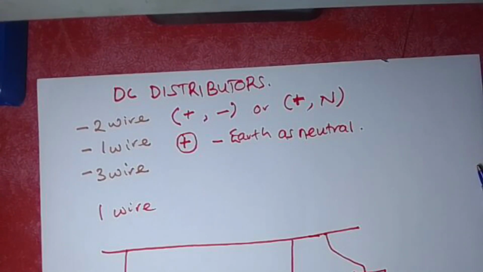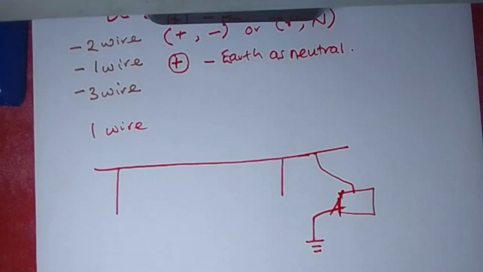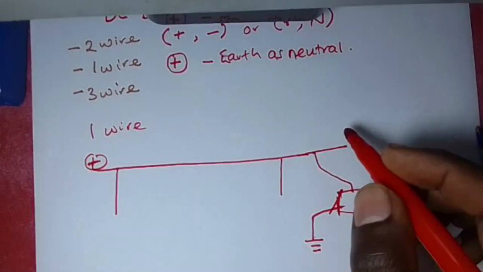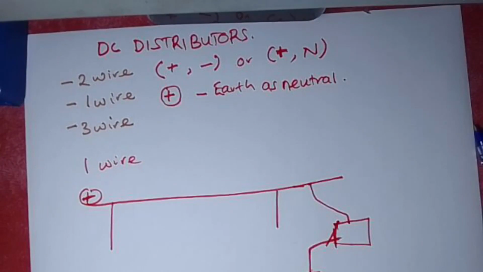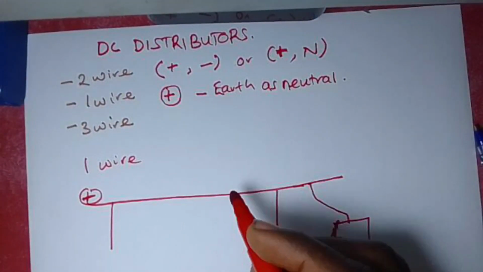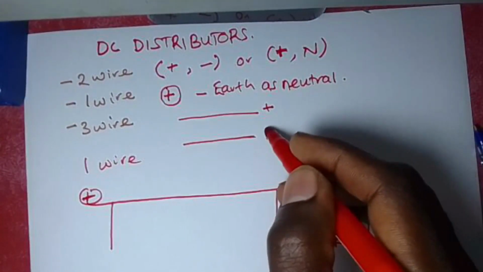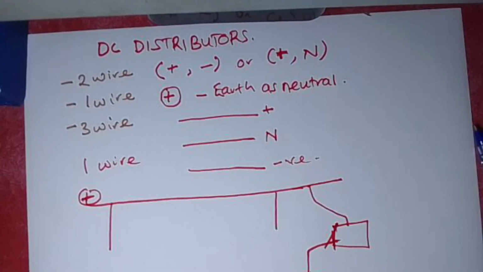Then the second wire is the ground, and that will give you that single wire system. But it's usually used for very, very high voltages. So this is the plus or the positive terminal. Now when it comes to a three-wire distributor, we expect it to have three wires. So one wire can be the positive wire, one wire can be the neutral, and one wire can be the negative wire. So that is simply the DC distributors. Those are the three basic categories of DC distributors.